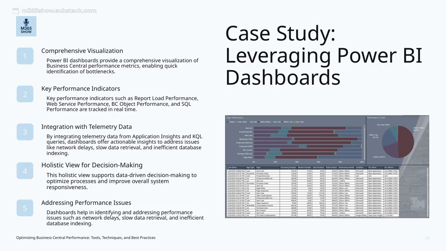Now, let's take a closer look at how we can optimize Business Central performance using the right tools, techniques, and best practices. One effective approach is leveraging Power BI dashboards, which play a crucial role in identifying and addressing common performance issues. For example, dashboards can help us pinpoint network delays, slow data retrieval, and inefficient database indexing, so we can take targeted action. Having a holistic view of system performance is essential for making informed decisions.